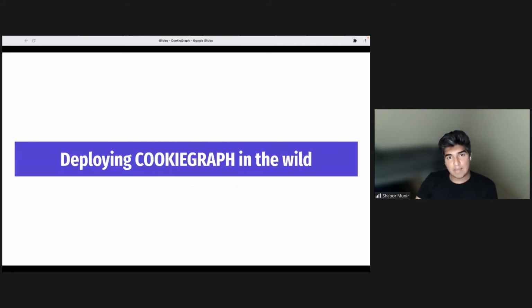Now that we have a reliable ML model, we can conduct a large-scale study of trackers. And we do so by running CookieGraph on an unseen dataset of the top 10,000 websites. Next, we will see some interesting results that we observed by deploying CookieGraph in the wild.